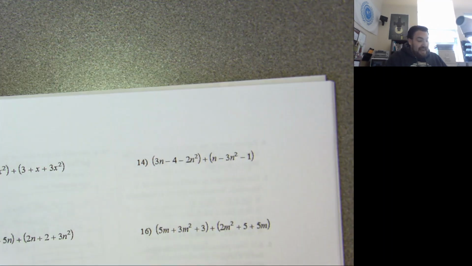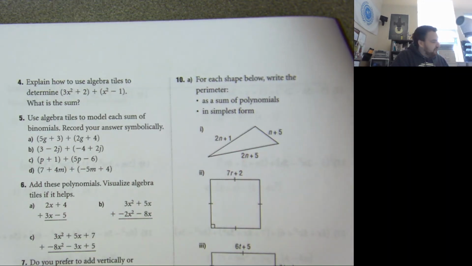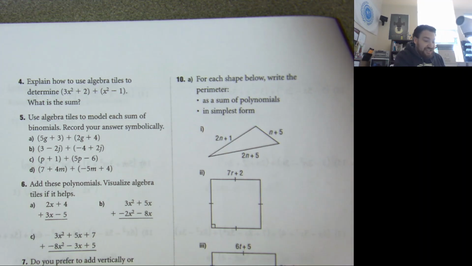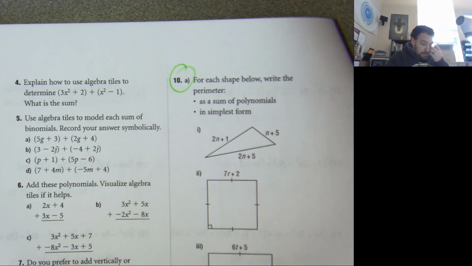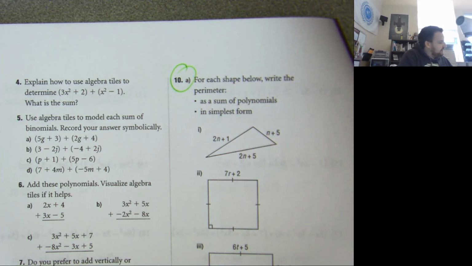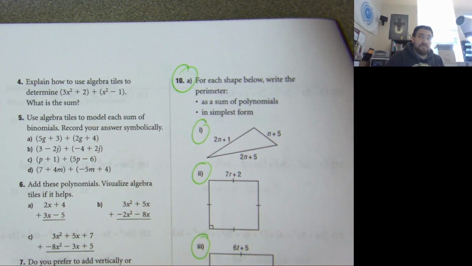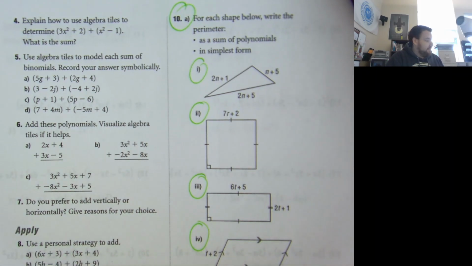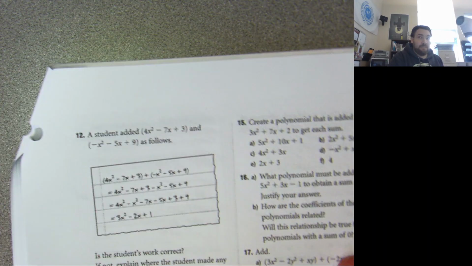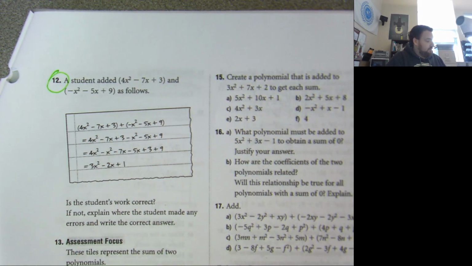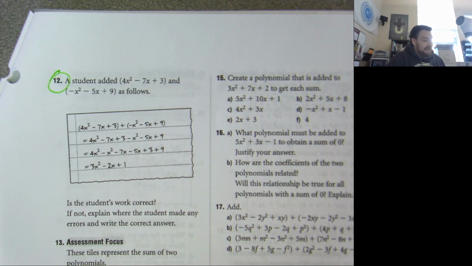I want you to flip the page again, and then flip the page again. There's a couple more questions I'm going to get you to do. Find me this page here. I want you to do question 10A. Do I want you to do all the shapes? Sure, do 1, 2, 3, and 4. I want you to flip the page again. I want you to take a look at question 12.